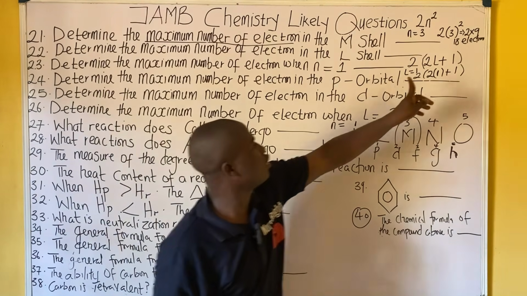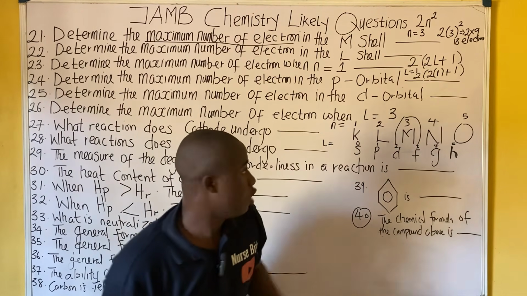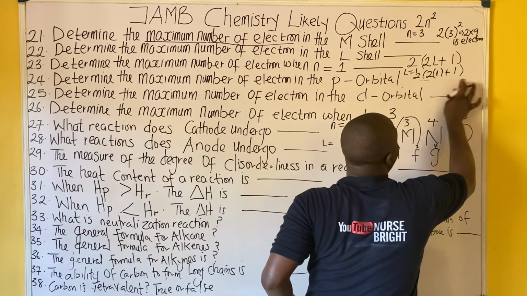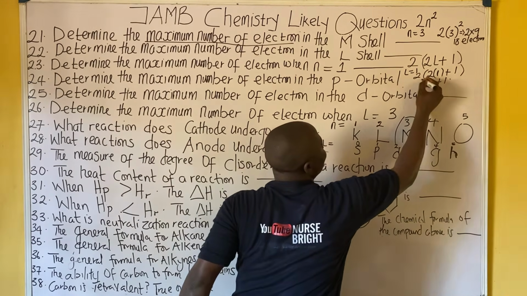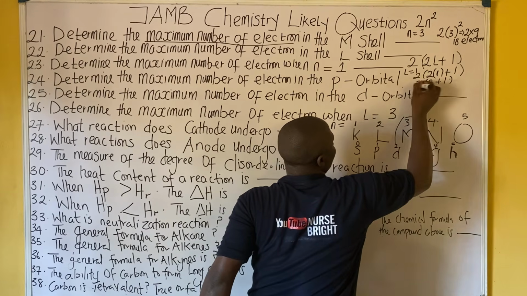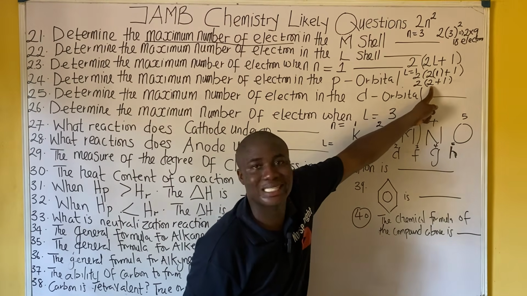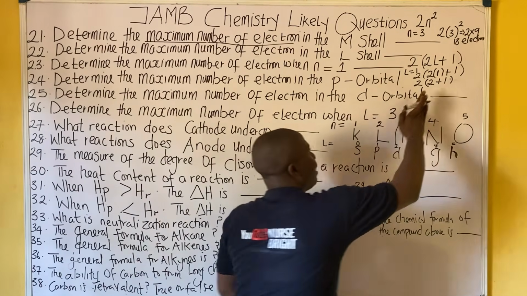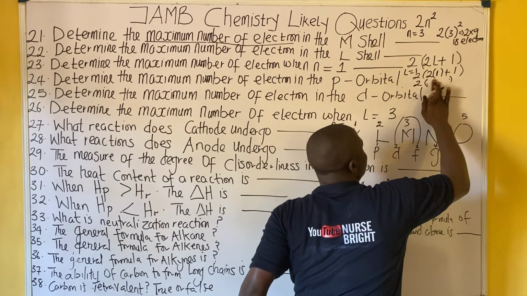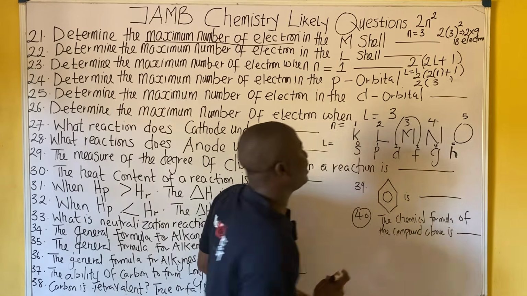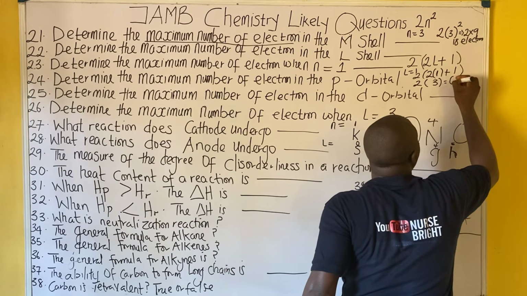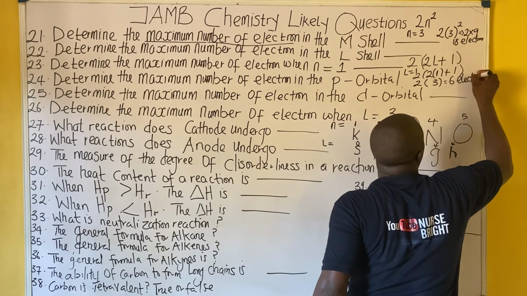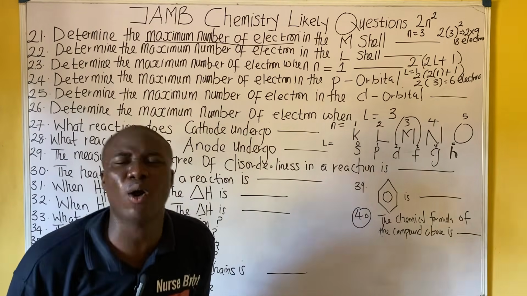Let's solve it carefully. So 2 times 1, what is that? 2. Let's get it straight. So 2 plus 1, what's that? 3. You understand? So everything inside is 3. So let me remove the 3. Because of space, here is 3 already. So 2 times that 3, what's that altogether? That's 6. So 6 electrons should be inside the p orbital.